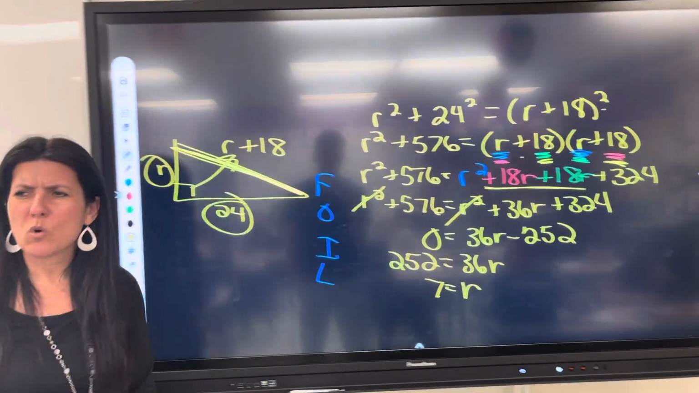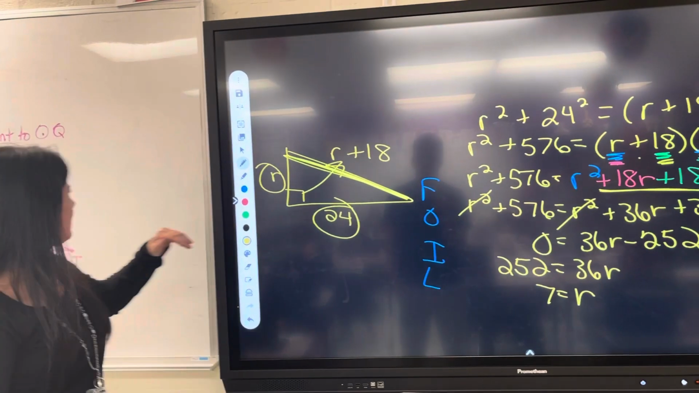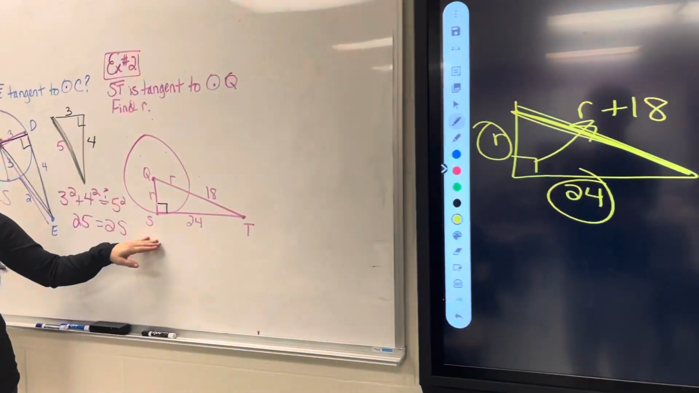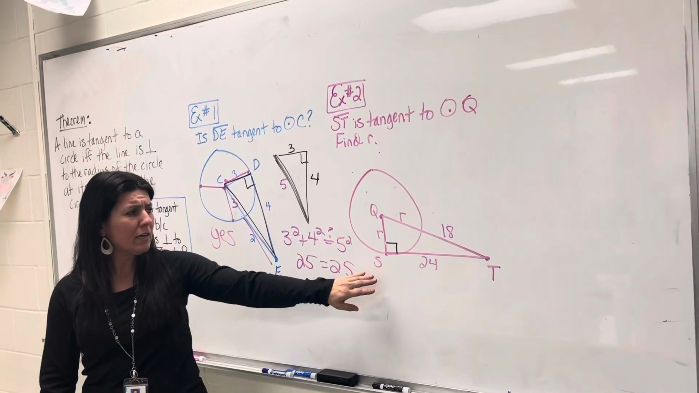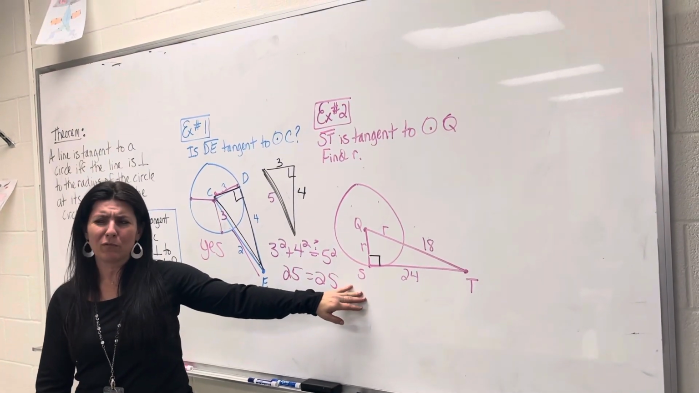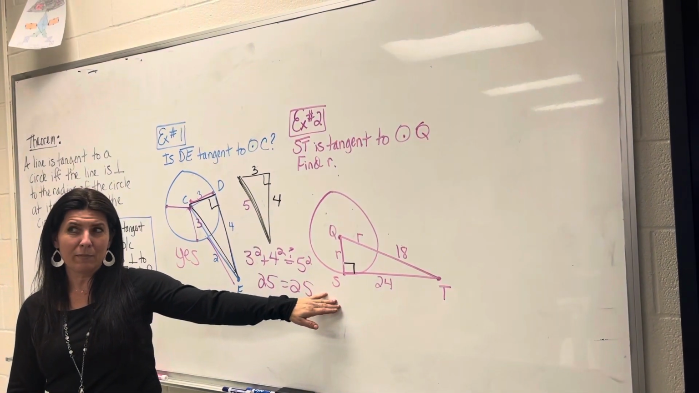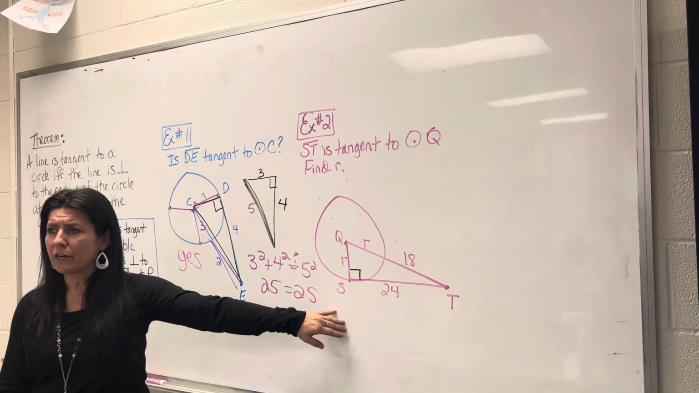You should always do a quick check. Does it make sense, looking at my original problem over here, that the radius could be 7? You should always do that. If you got an answer like 3,000, I think that'd be a little bit of a red flag, like, that doesn't seem right, maybe I did something wrong. So always do a quick double check.